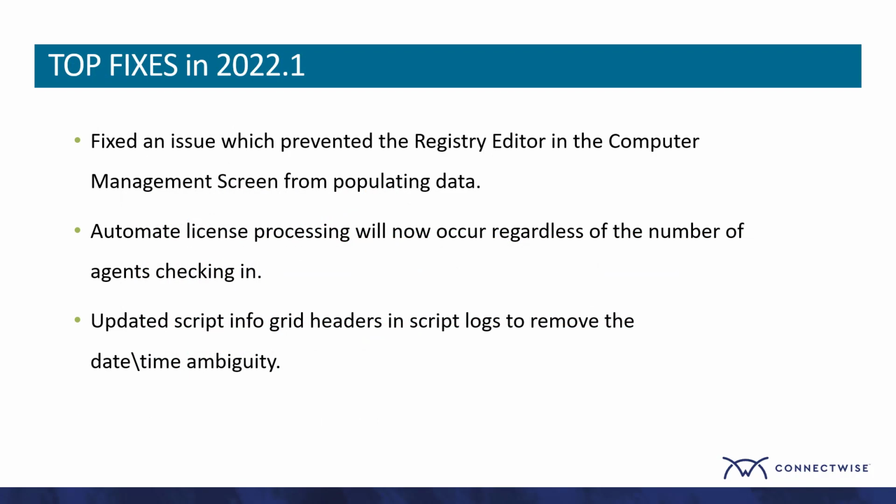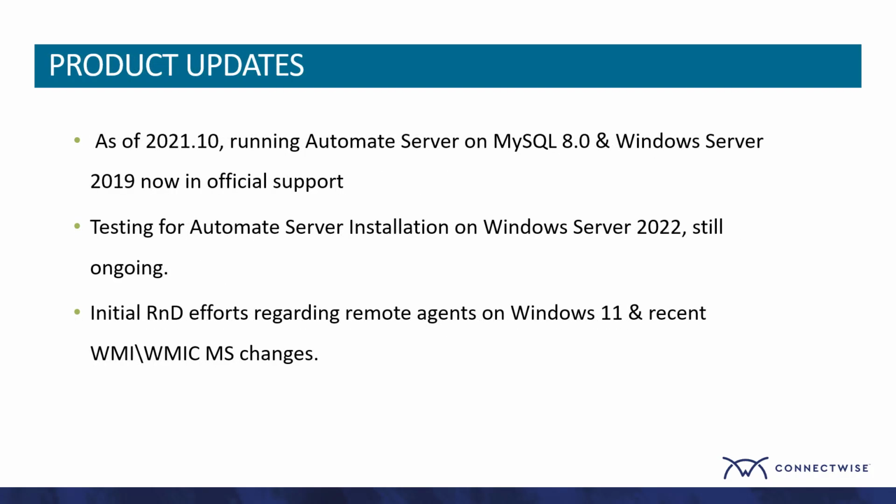Some fixes in this build. We fixed an issue in the registry editor on the computer management screen that was causing data not to populate correctly. Automate license processing will now occur regardless of the number of agents checking in. In the script log, there was some date and time ambiguity that was showing up in there that has been resolved.